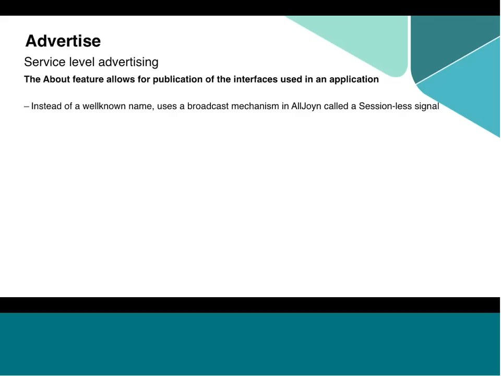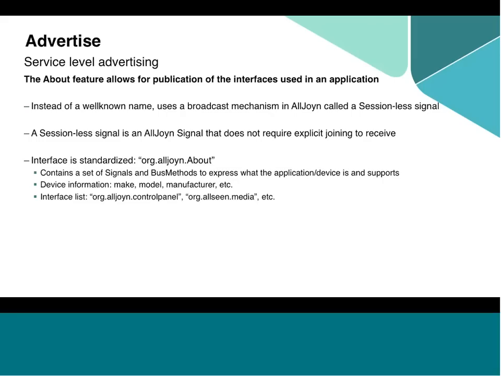And so I'm going to publish my interfaces, and I'm going to use the About feature to publish in an AllJoyn session with a signal the ability to tell you what this is, so you'll know the make, the model, the manufacturer, and specifically you'll get to understand the interface list. So you'll know that I support org.AllJoyn control panel, and maybe I support org.AllSeen media, and all of these other interfaces that I've published, so that your applications will be able to find my device and just start to interact with it.